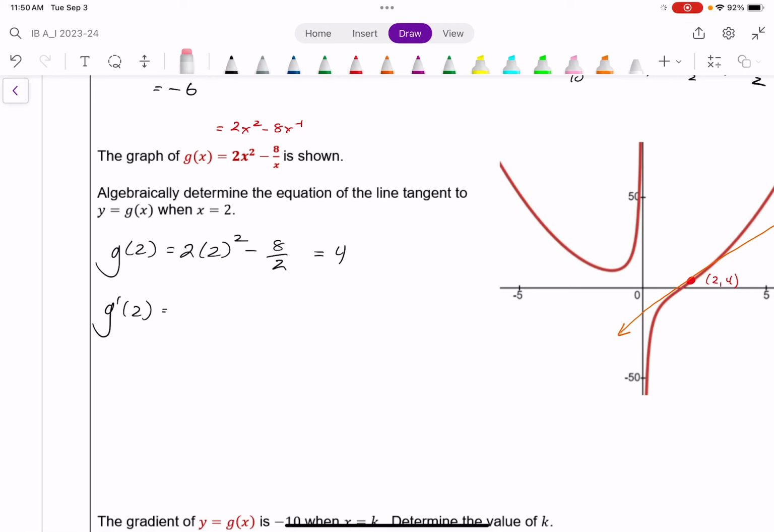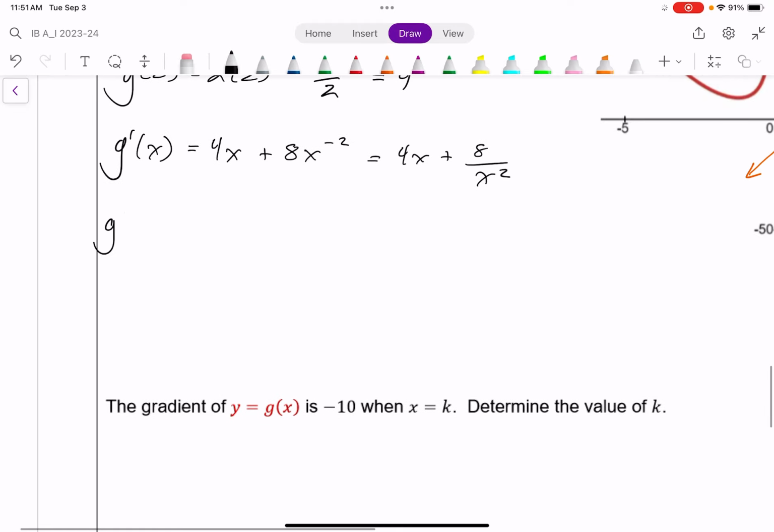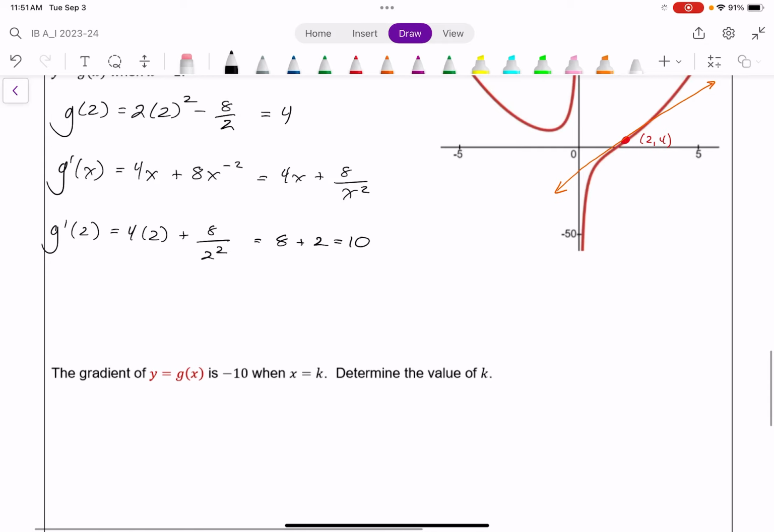maybe first I'll find g prime at x before I put the 2 in. So I have 4x plus 8 times x to the negative 2, which, keep in mind, is the same as 4x plus 8 over x squared. And now if I want to find g prime at 2, because I want x equals 2, I get 4 times 2 plus 8 over 2 squared, which ends up being just 8 plus 2, which is 10. So I now know the slope of that tangent line, what I drew in orange there, is 10.